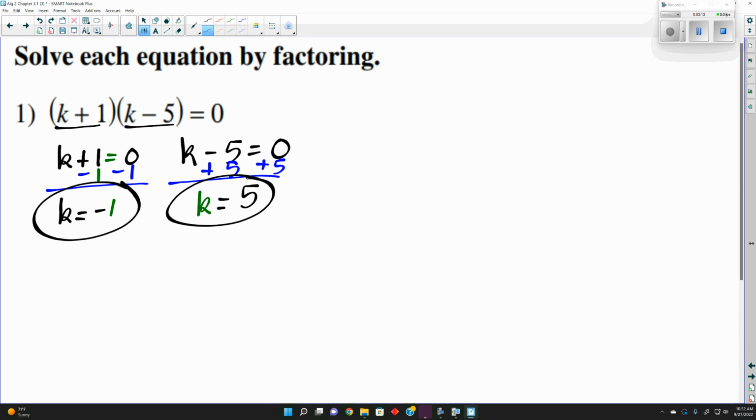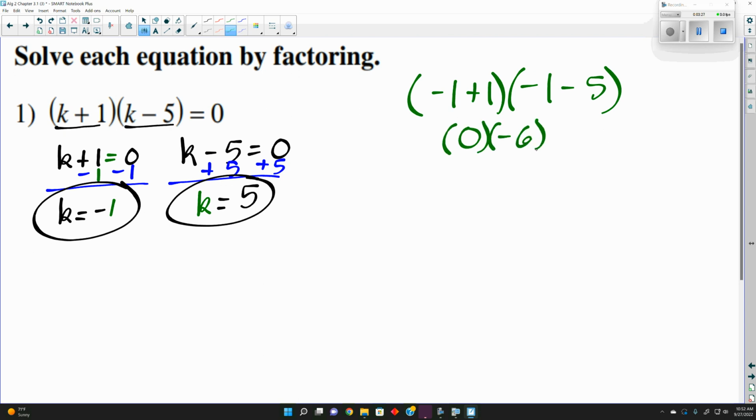Any questions on this so far? Now we could check this here by plugging it back in and say -1 plus 1 times -1 minus 5. Well, -1 plus 1 is 0. -1 minus 5 is -6. And 0 times -6 is indeed 0.